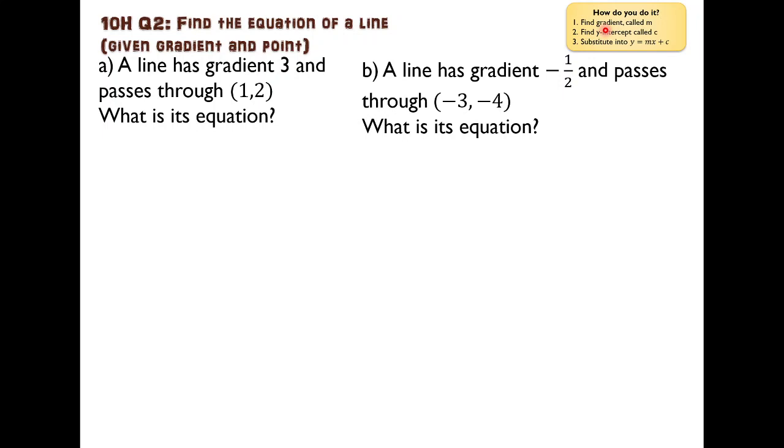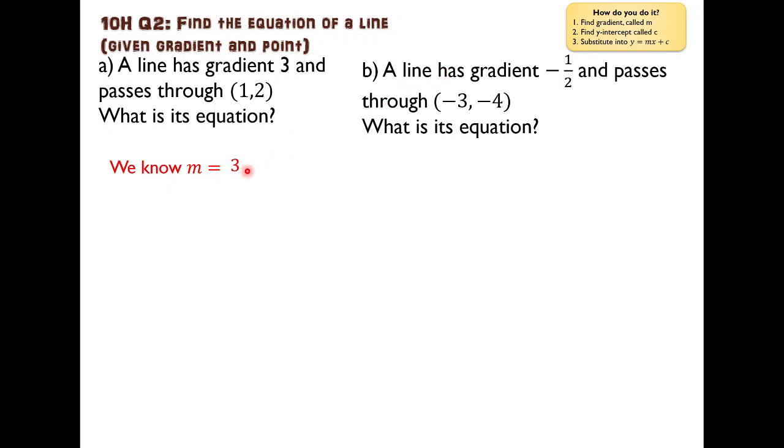We have a strategy over here that I suggest, which is step 1, see if you can find the gradient. And sure enough, in this question, we know what the gradient, m, is. We know the value for the gradient. The question tells us that the gradient is 3. So we can write m equals 3.